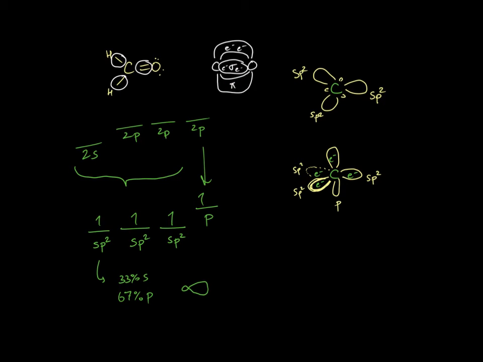Therefore, the sigma electrons and the pi electrons aren't really on top of each other, but they are always being shared between the same carbon and oxygen. So that's really, in three-dimensional space, what a double bond looks like.